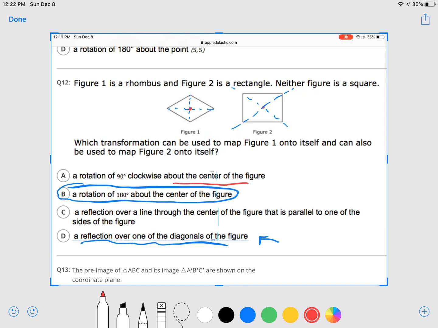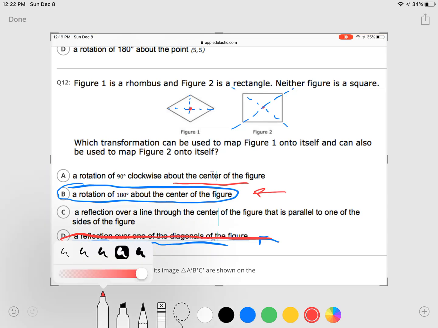Option C, I think, is the opposite, if I remember correctly. So option C says, okay, let's get rid of this so we don't confuse. The answer is B. Okay, I'm just going through C and D just to show you why they fail. So option C says a reflection over a line through the center of the figure that is parallel to one of the sides of the figure. That's a little bit hard to wrap your mind around. It says a reflection over a line that goes through the center and is parallel to one of the sides.